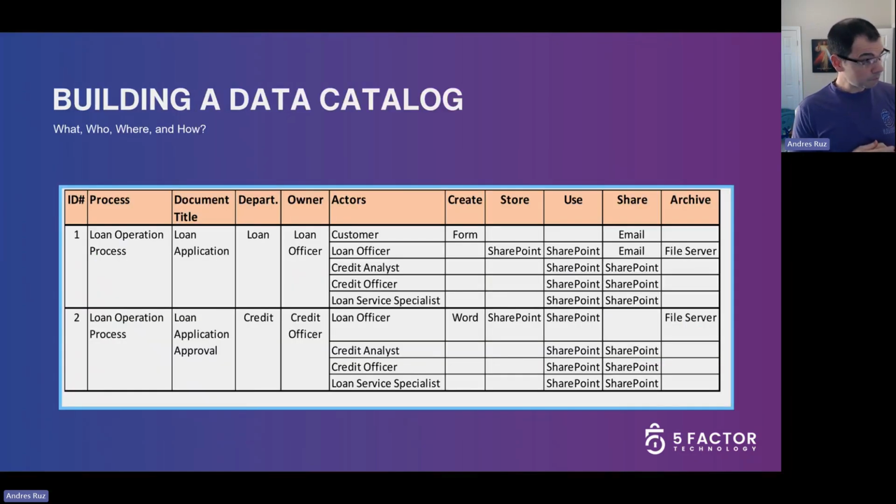And when you know that, you now start mapping who the actors are that need to interface with that piece of information, where it's going to be stored, how it's created, and how you're going to share the information. Are you going to use email? Are you going to use SharePoint? Are you going to use Dropbox? You start mapping all those things so you understand how that works.